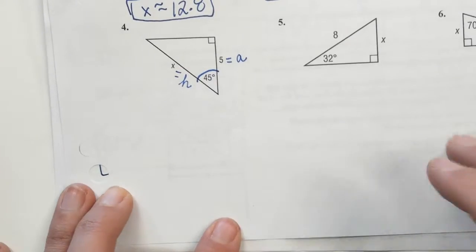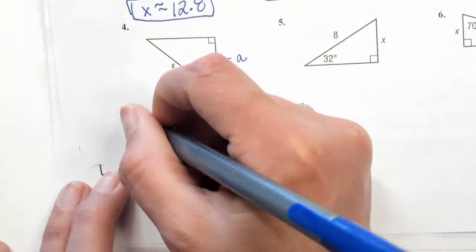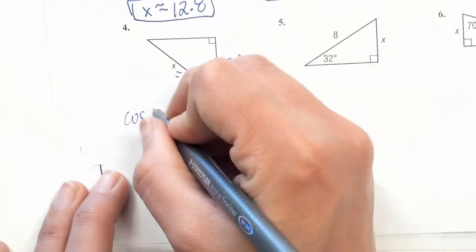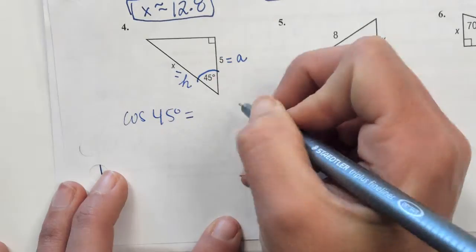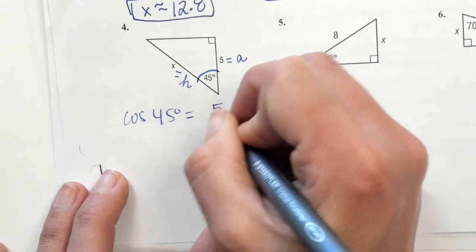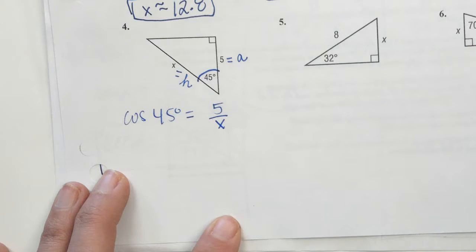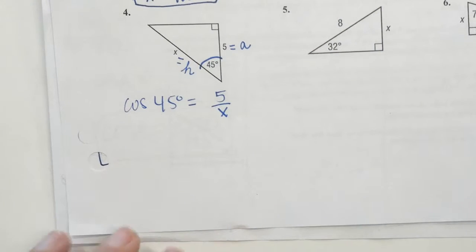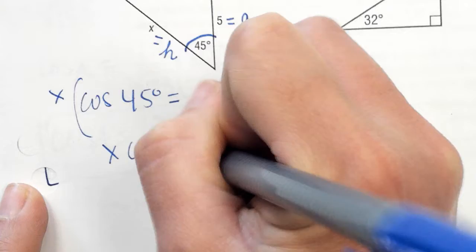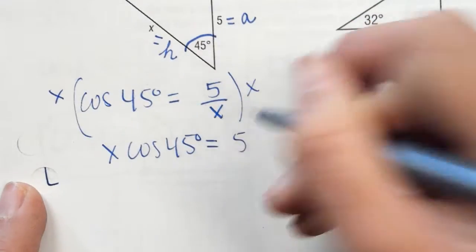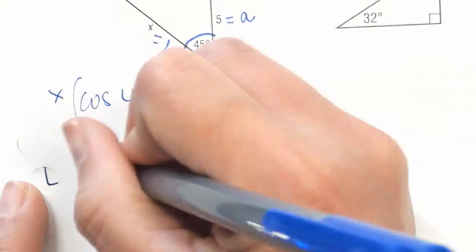Very good. So to solve for this x, we would set it up as cosine of 45 degrees equals 5 over x, because it's adjacent over hypotenuse. Now, how would we solve for x? Multiply by what on both sides? X. Very good. So we get x cosine 45 degrees equals what? And then how would we solve for x?